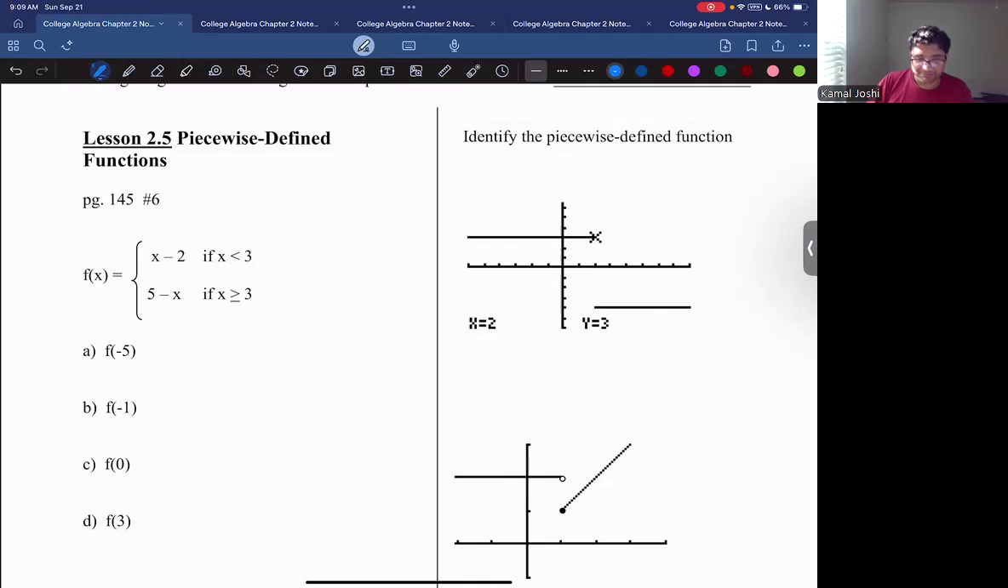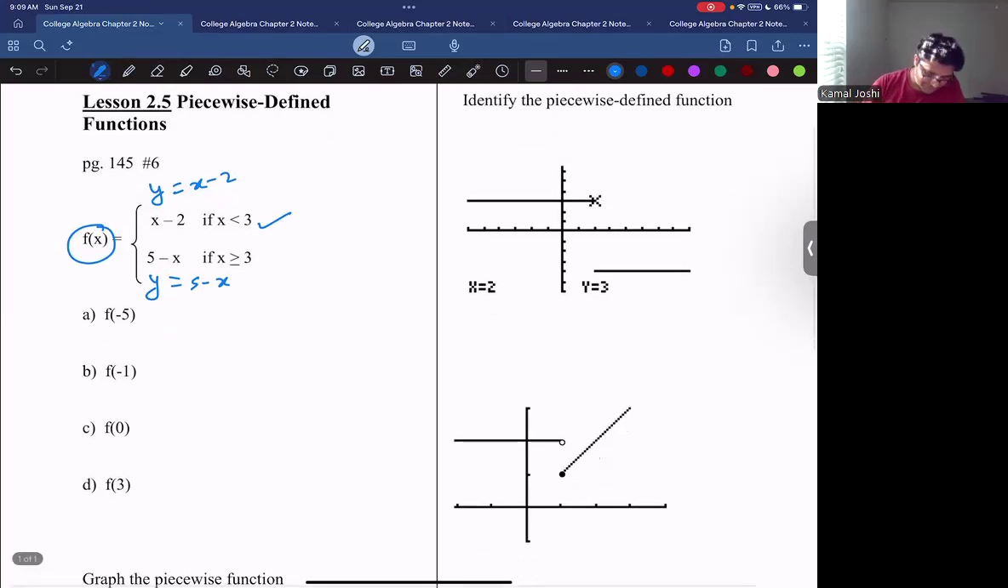Let us look at an example. This function f of x here, when x is less than 3, you have a formula x minus 2. So that would be the straight line y equals x minus 2 for that region. And when x is equal or greater than 3, you have a different rule, another straight line. So it is the same function, but it is going to have two different lines on two different parts, less than 3 and greater than 3, right? Will they meet at a point? We don't know. Let's see.